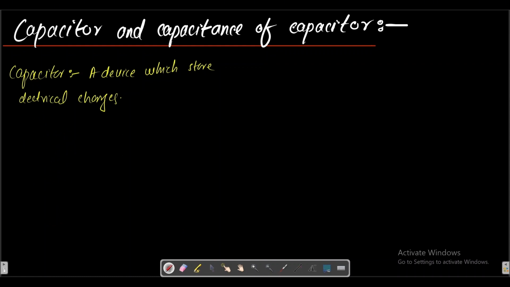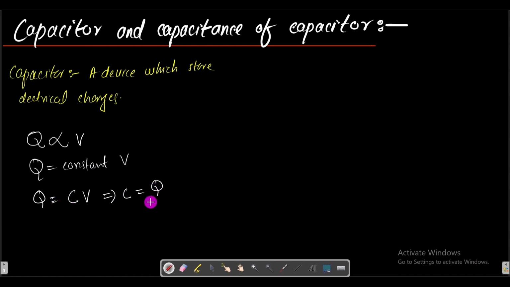So from the previous relation I can write that Q, the charge, is directly proportional to the voltage. If I increase the Q, the voltage also increases. So here is the proportionality, the direct proportional sign. In order to replace this proportional sign, we put an equal sign and a constant. Here, instead of the constant, I write C, which is also a constant, and this is V. From this equation we can say that C is equal to Q by V.